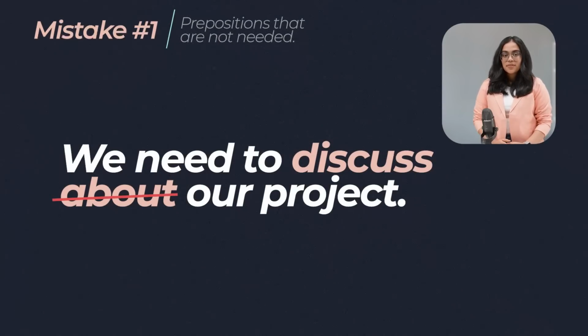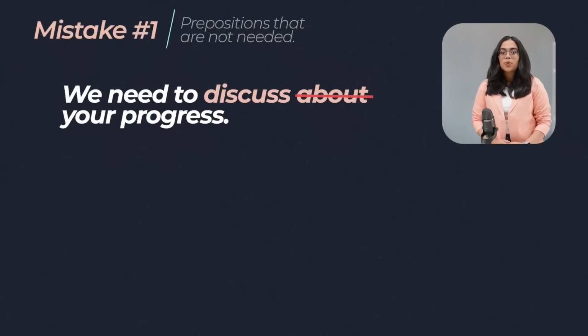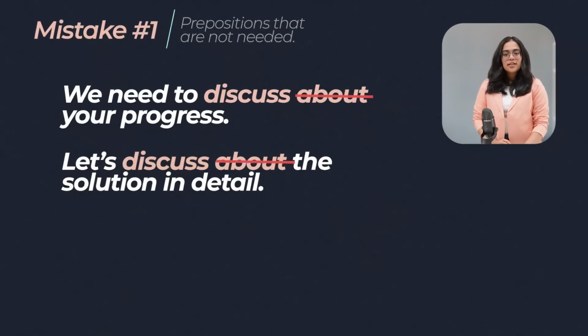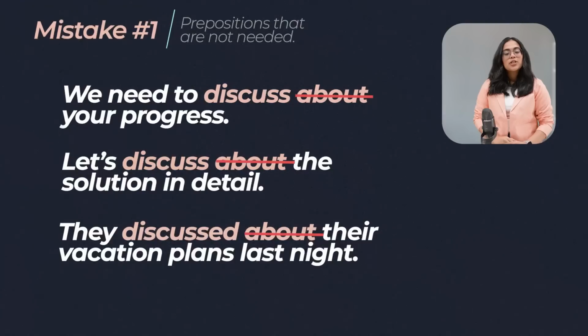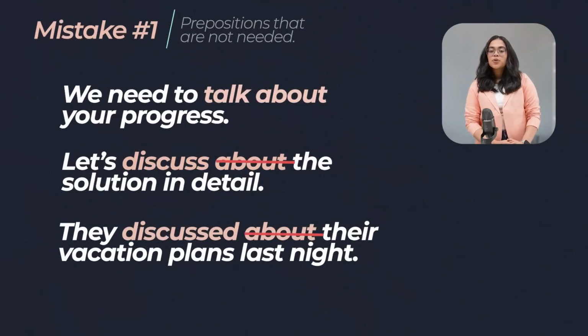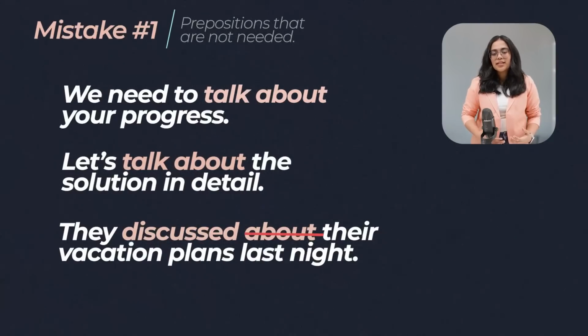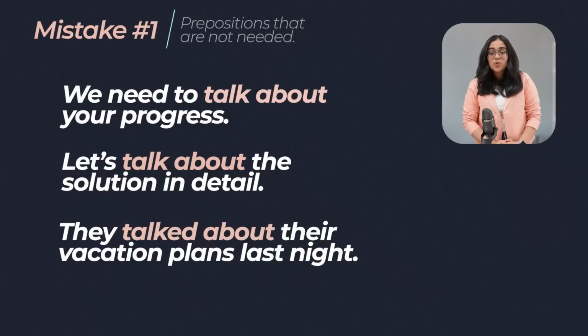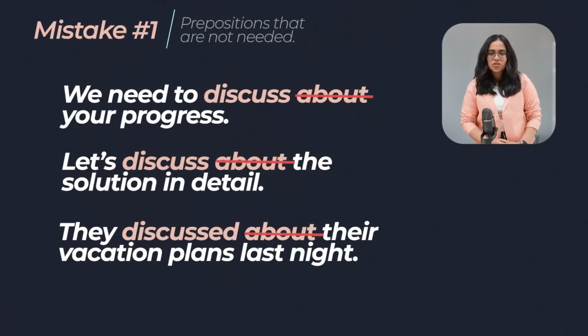Here are some more examples. We need to discuss your progress and not about your progress. Let's discuss the solution in detail. They discussed their vacation plans last night. Remember, in all these sentences, we can use talk, such as, we need to talk about your progress. Let's talk about the solution in detail. They talked about their vacation plans last night. But with discuss, we do not use about. I hope you got it.